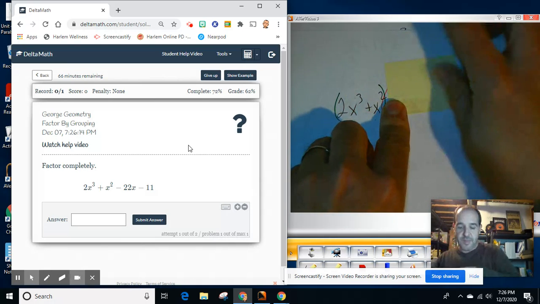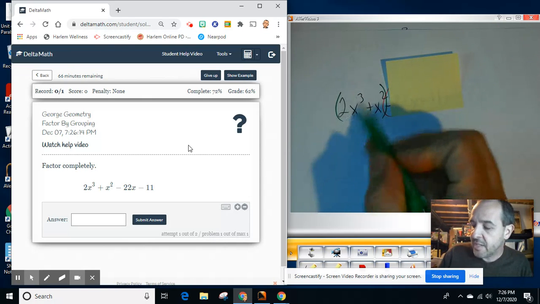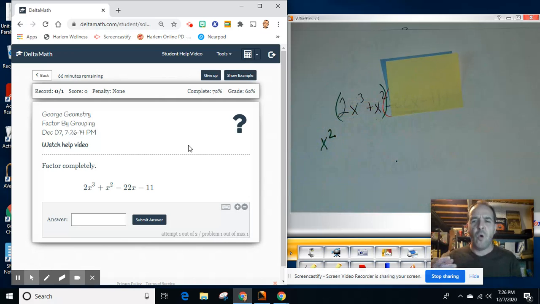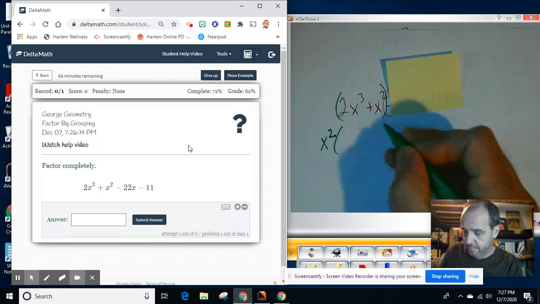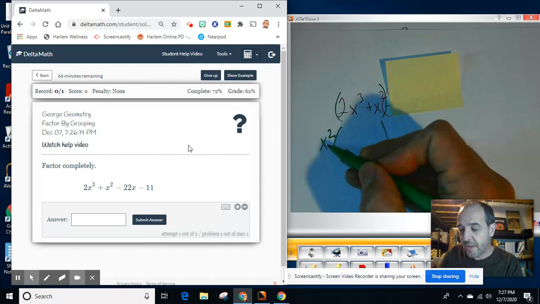So I'm going to forget about that one for a minute. And I look at this one and I go, okay, 2x cubed and x squared, they both have x squared. When I'm looking at numbers and variables, the variables, I'm looking for the smaller exponent that they have in common. And for numbers, I'm looking for the biggest number that goes in. Okay, those two things. So once I pull that common factor, okay, what do I have to multiply this by to get to here?